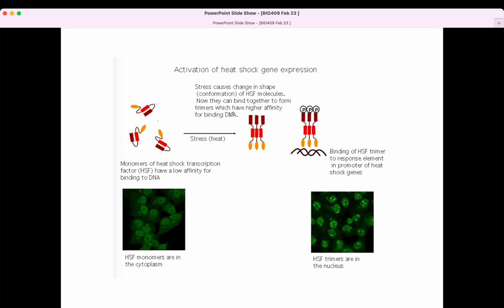But then this stress causes a change of shape, and that red trimerization domain that's covered here gets uncovered, and these guys trimerize. It's a detail that they also get phosphorylated, and that's a second story that we're not going to learn about today. And we bind to this response element, a series of three heat shock transcription factor binding sites. And we really rapidly start to accumulate the HSF in the nucleus. And it's in the nucleus now because it binds to the DNA in there and stays in the nucleus.